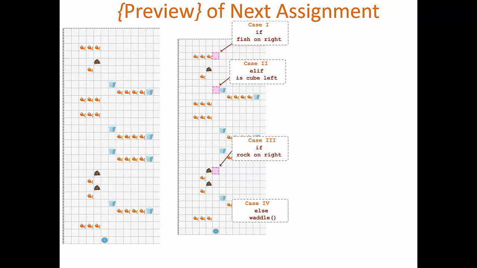Because if you look at it, there's actually four cases for the first time. There's if there's a fish on the right, again going downward, so the fish will be on the right side. What about when there's a cube on the left? If there's a cube on the left. Rock on the right is the third case. There's various times that there's a rock on the right. And our last case, of course, we're going to just waddle onwards.